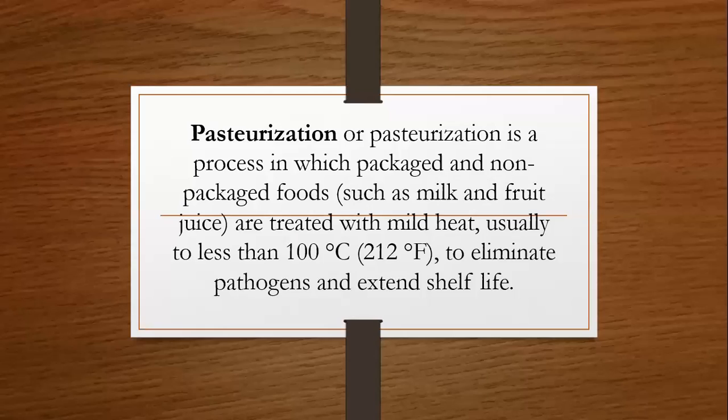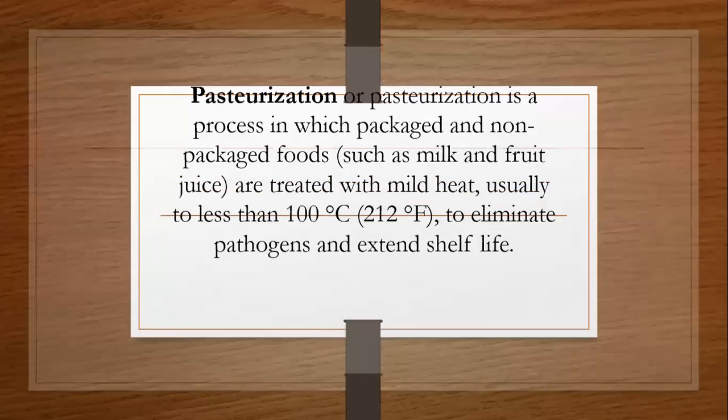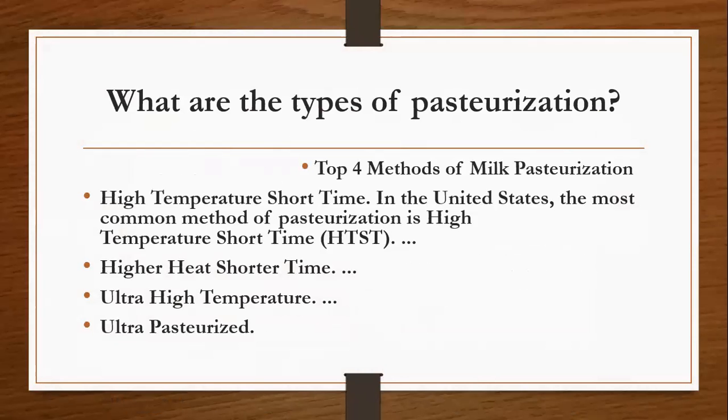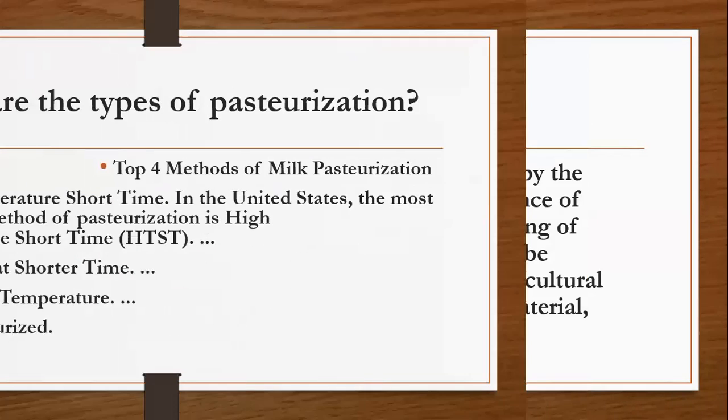Again, the post pasteurization process, where usually we are keeping less than 100 degrees Celsius, that is 212 Fahrenheit, to eliminate pathogens and extend the life of milk. So we have to go for the proper process of pasteurization. And what are the types of pasteurization we are going to see? There are 3 total types of pasteurization method.